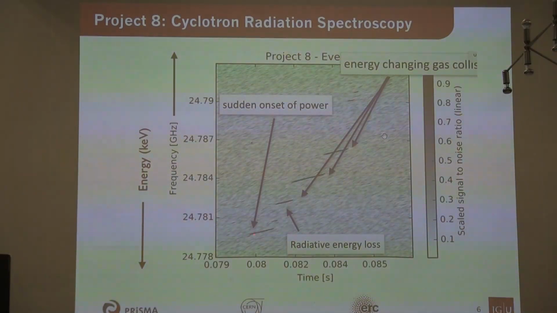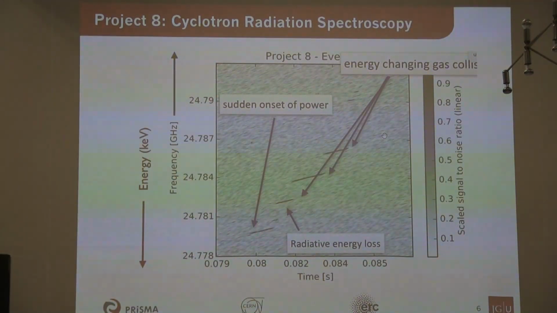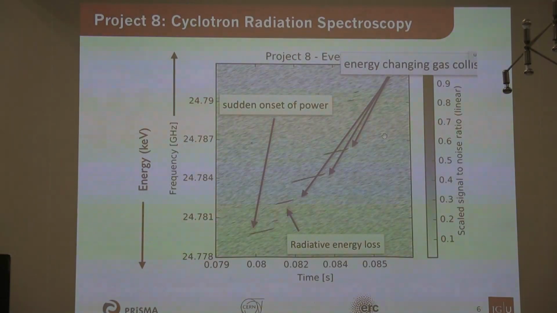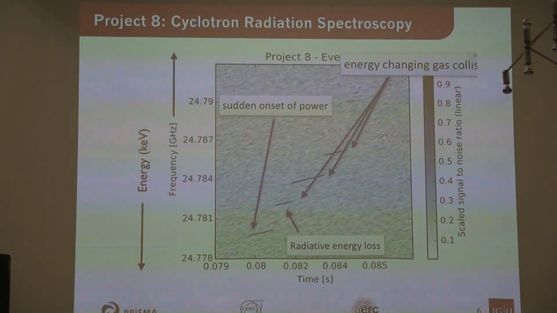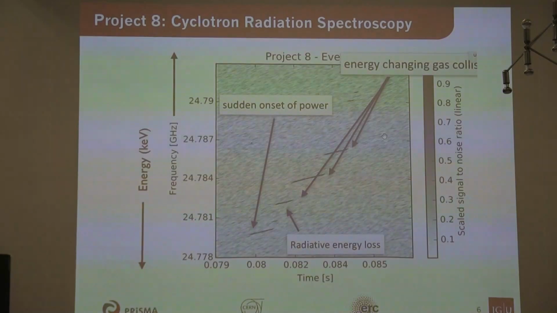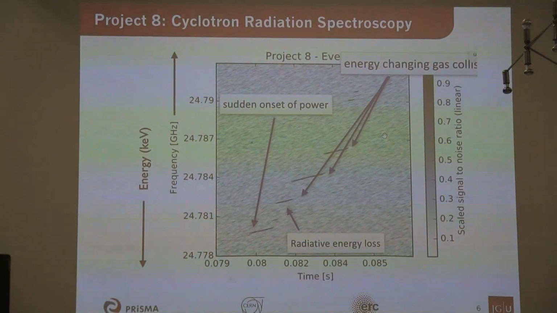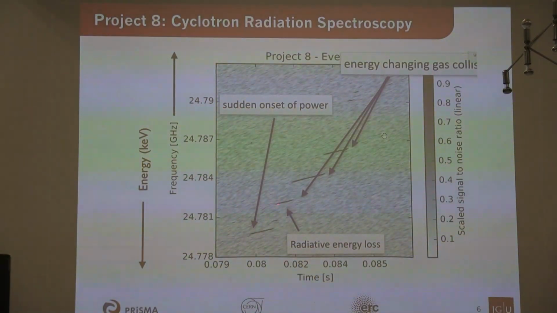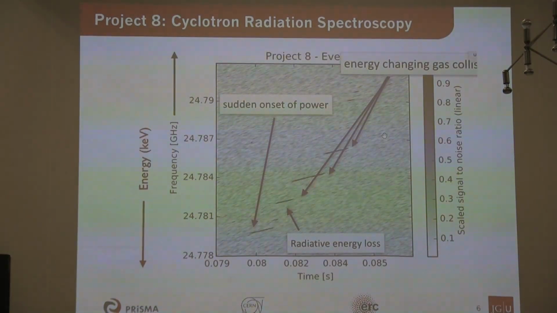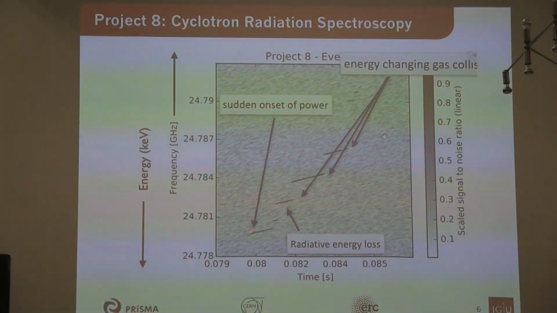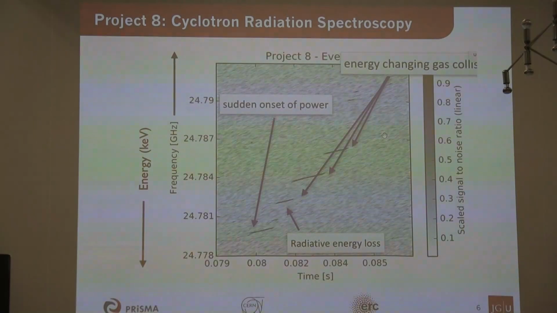Then, as it evolves over time, the frequency increases ever so slightly. That's due to the electron slowing down. Then sudden jumps happen. This is whenever the electron collides with a gas molecule. And then after each collision, you have again this slope here reflective of radiative energy losses. And from the starting point here, you can infer the energy that the electron started with.